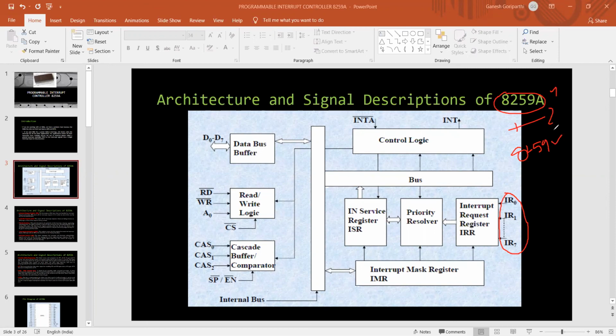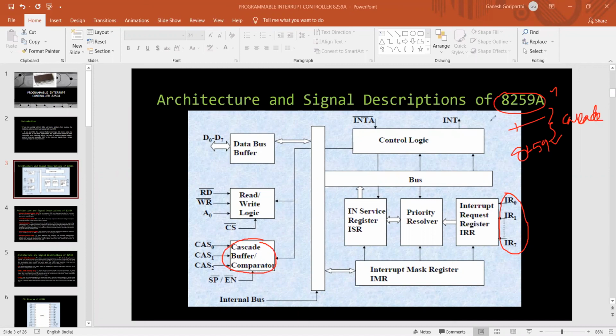And these two will be connected in the cascade mode. You know what a cascade connection is. So these two 8259 will be connected in the cascade mode. If you have more than 16, then another one will be connected. So you can operate these 8259s in cascade mode. And when you need to select the 8259s, we use this cascade buffer comparator.